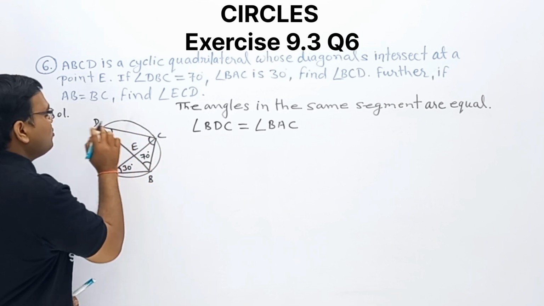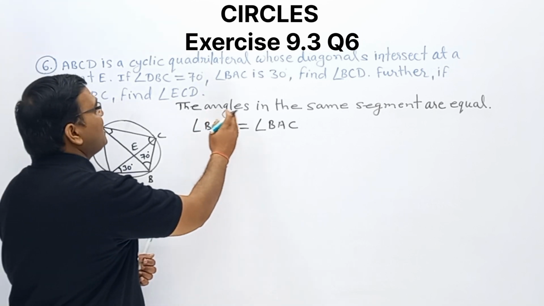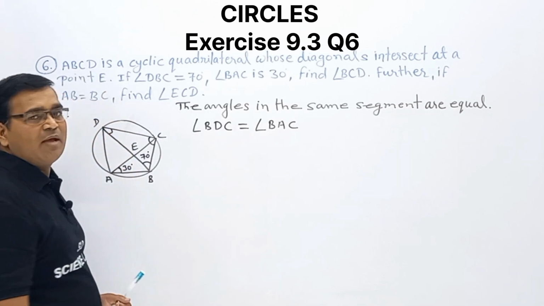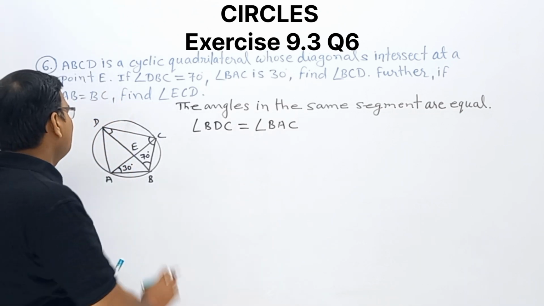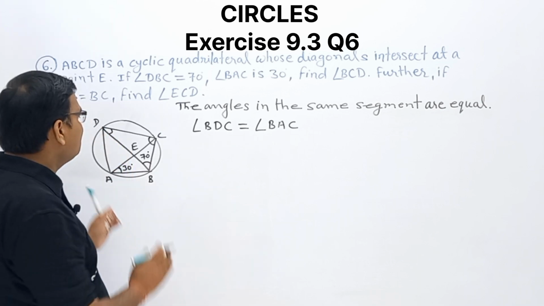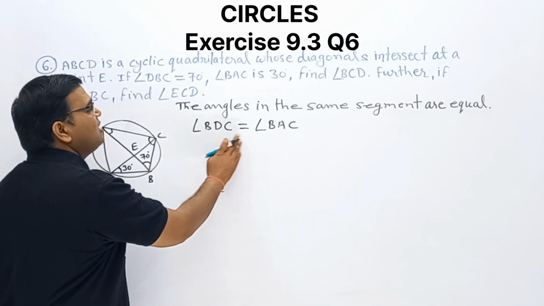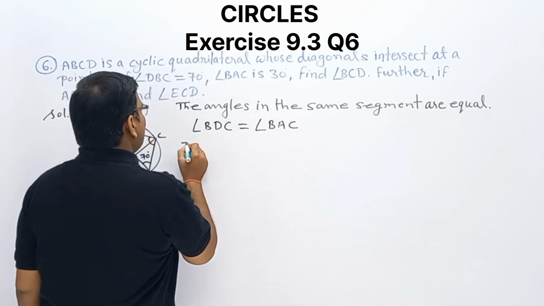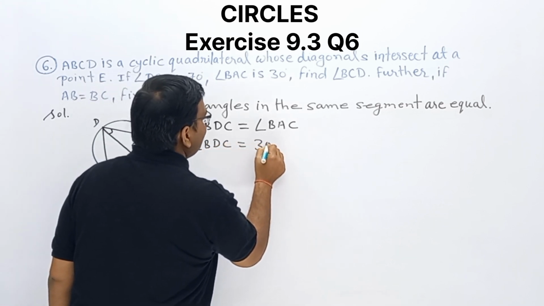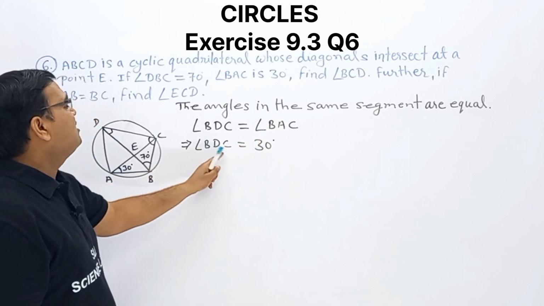This is 30, it means this will be 30 degree. And why are these two angles equal? Because these angles are in the same segment. This is the one theorem. So this angle and this angle both will be equal, because these are in the same segment. So angle BDC equals angle BAC implies angle BDC will be 30 degree. Clear? Angle BAC we have as 30 degree, so angle BDC will be 30 degree.